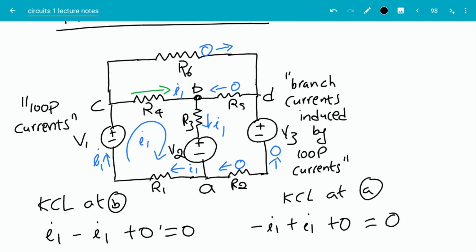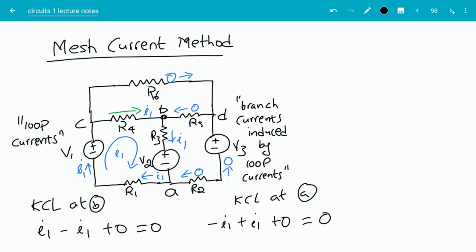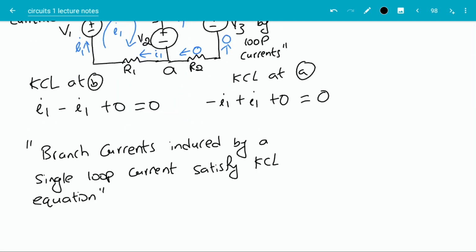If you think about it, this should be obvious. The way we're defining the branch currents is through loop current. And in a loop current, at any node, because it's a loop current, the current going into that node will be the same current coming out of that node. So the total current going into that node should be 0. This brings us to the first statement we will make: branch currents induced by a single loop current satisfy KCL equations.